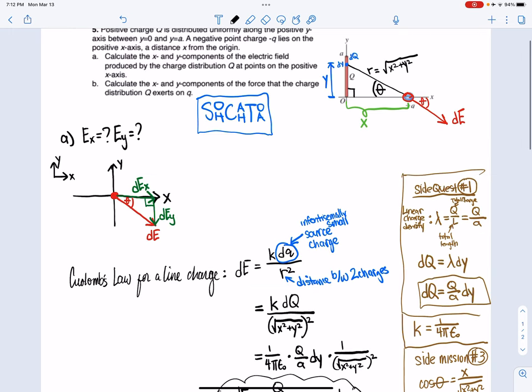So that's the dEx and dEy that I get for each of these little dq's, right? But what the problem is asking me for is the total electric field, the x and y component. So I'm going to need to add up the electric field from all these little dq's, until we go from 0 all the way to a.